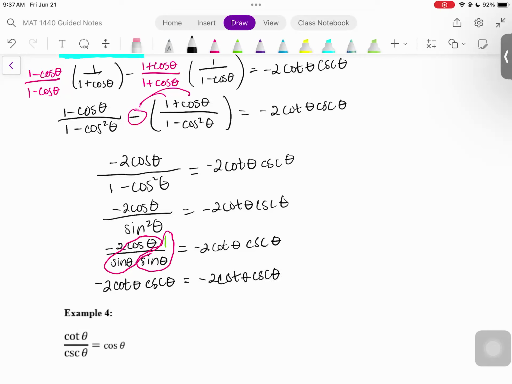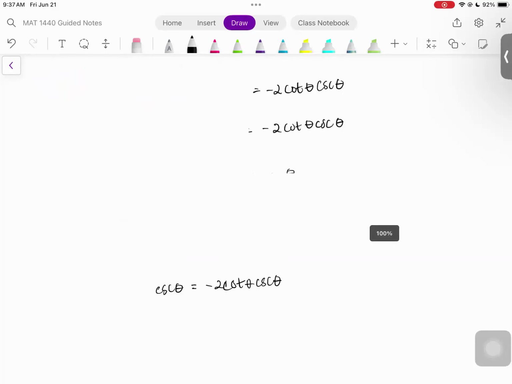So we have -2 cotangent theta cosecant theta is equal to -2 cotangent theta cosecant theta. And we've verified that identity.